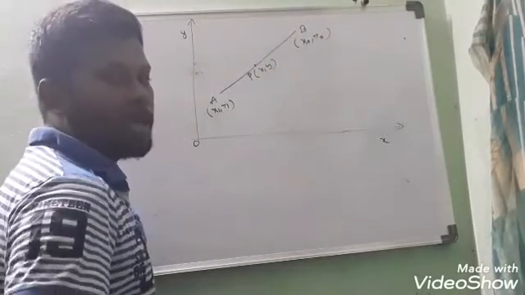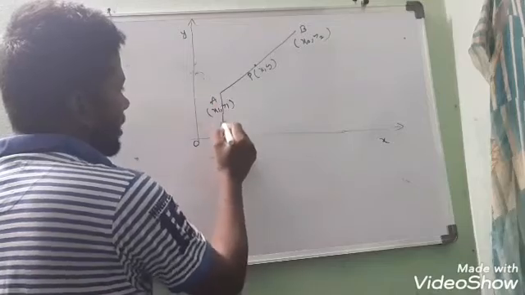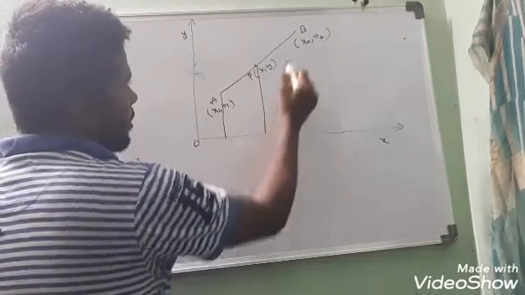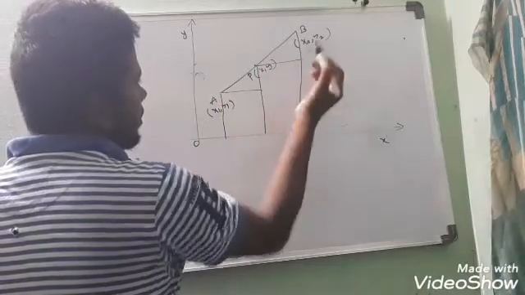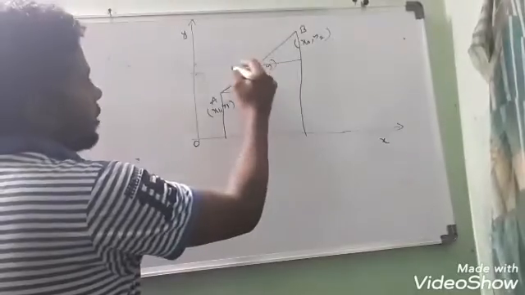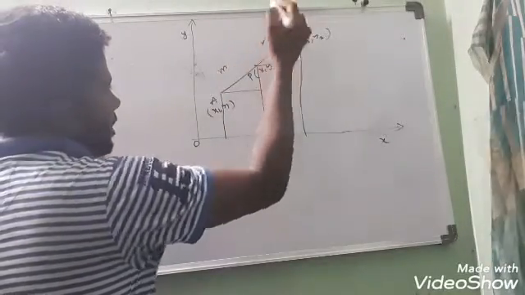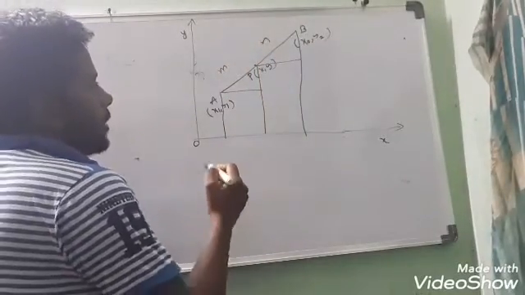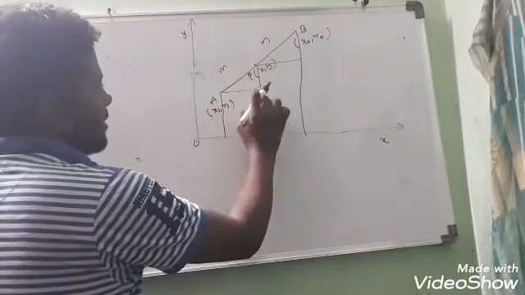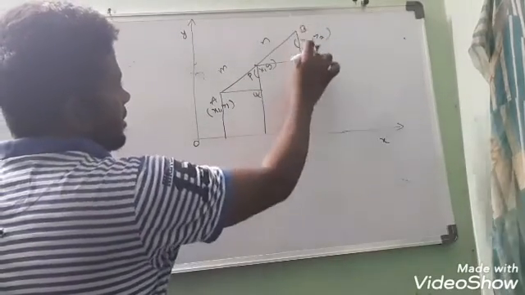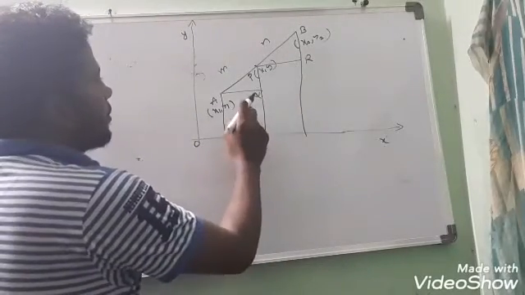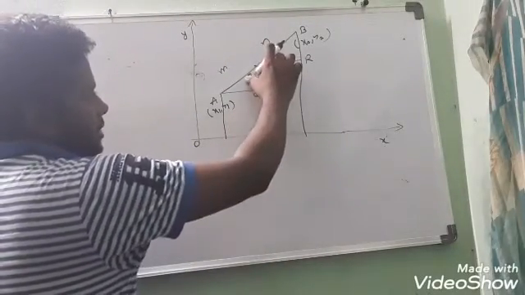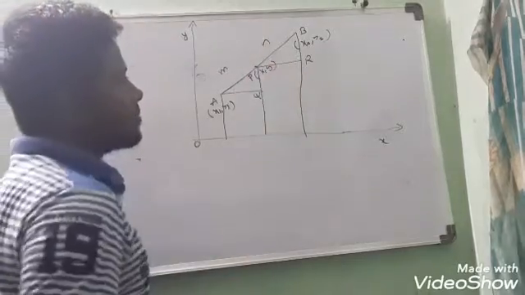Now I am drawing perpendiculars to the x-axis from A, from point P, from B, and let's join this. So this point P is dividing AB in the ratio m is to n. Now see, I am taking this point as Q and this point as R. Now, here these two triangles look like similar.